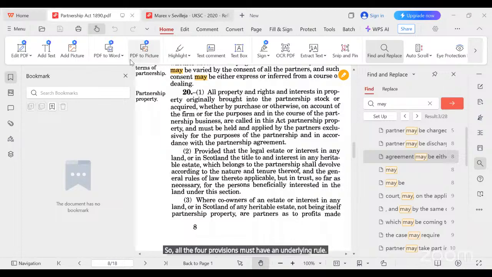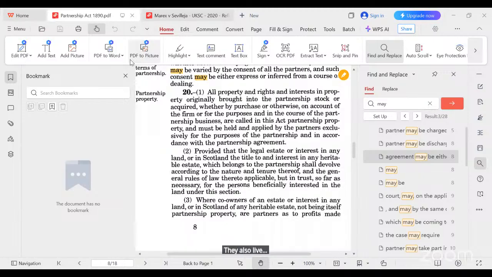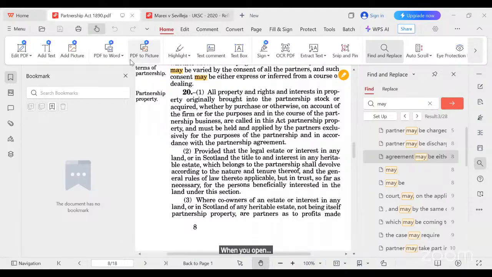Okay. Now the factory setting that we have, apart from the manufacturers giving us their own setting, they also leave an empowerment. They enable us. And what is that enablement that they give us? I want somebody to assist me. When you open a system with a manufacturer setting, there is an empowerment or enablement in that equipment.